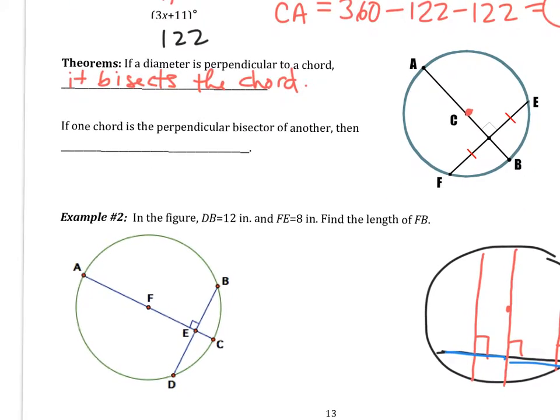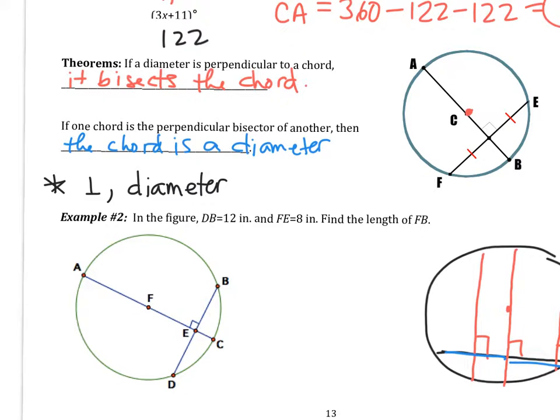Number 2. If one chord is the perpendicular bisector of the other, then the chord is a diameter. All right, so big concept. You need three things all the time. You need perpendicular, and you need diameter. Sorry, you only need two, and then you can assume the third. Perpendicular, diameter, and then bisect.